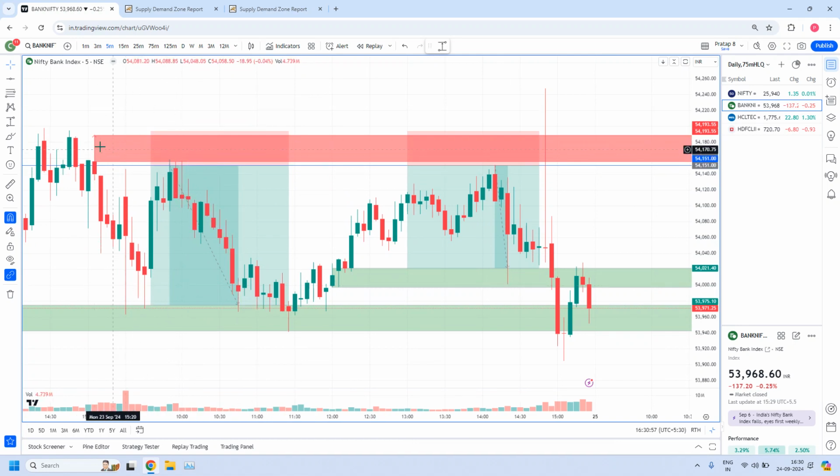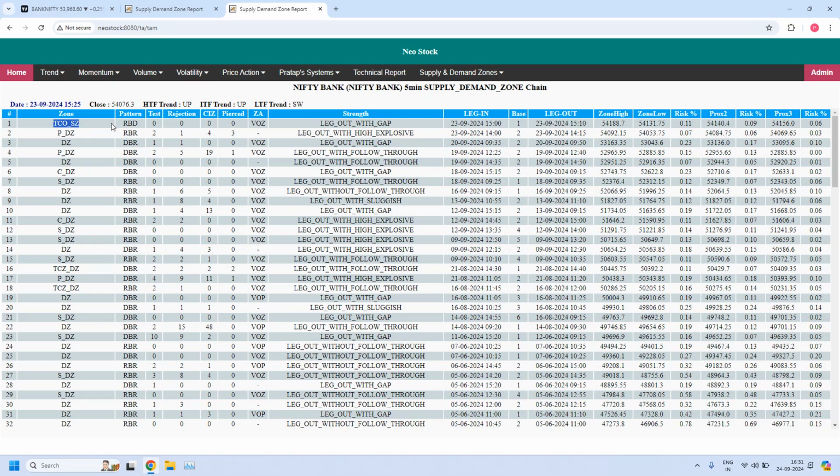First of all, how did we identify this trade? We identified this trade by looking into the Bank Nifty supply demand zone chain. Every day, Nifty and Bank Nifty supply demand zone chains are available in your NeoStock software reports. Of course, at this point of time, only premium subscribers are accessing these reports, and other users will be accessing these reports after 1 week, because you get only delayed 1 week reports for reference.